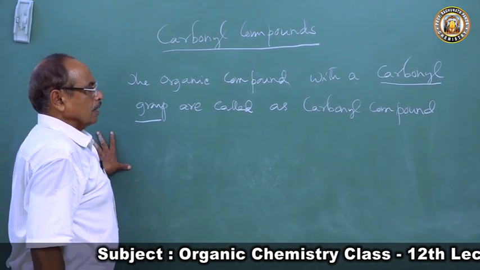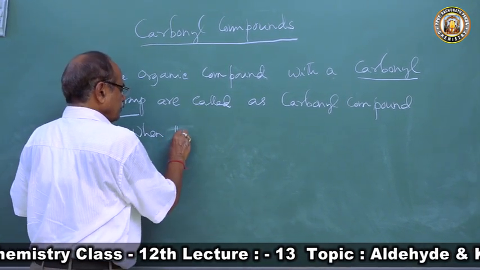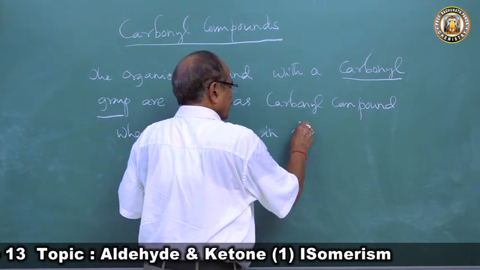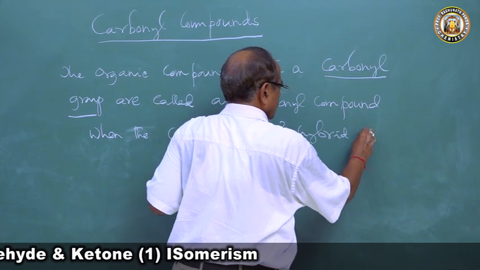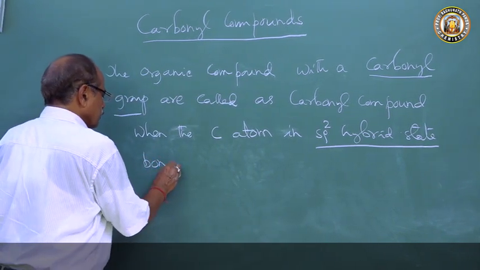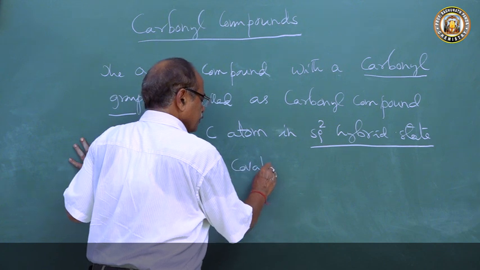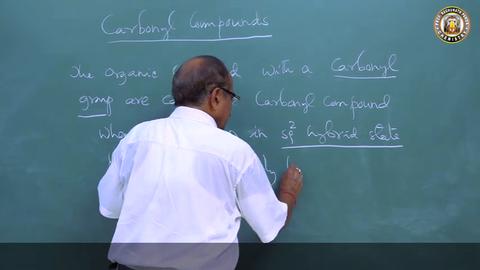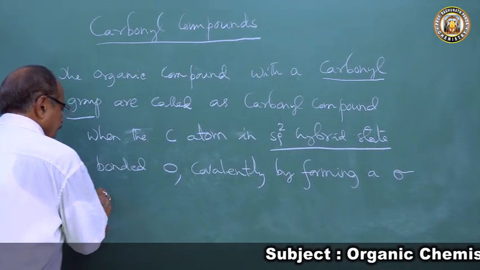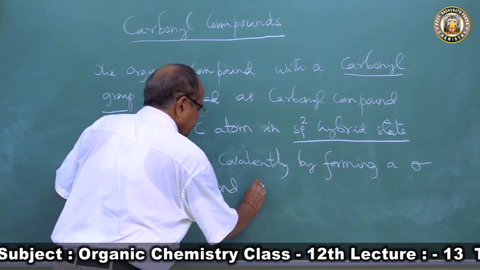Carbonyl group: when the carbon atom is in sp2 hybrid state, bonded to oxygen covalently by forming a sigma and a pi bond, is called a carbonyl group.